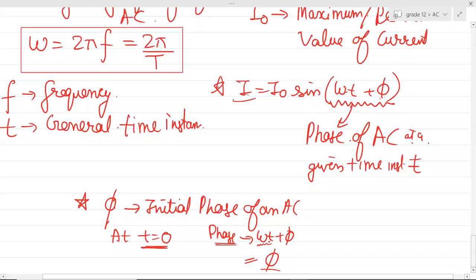Everyone understood the basic terminology used in alternating current? Yes, sir.